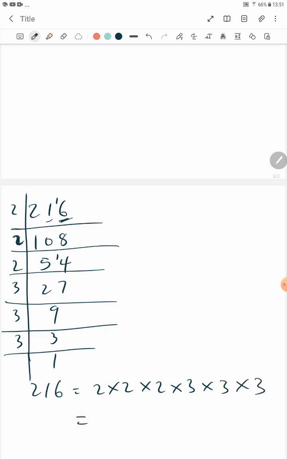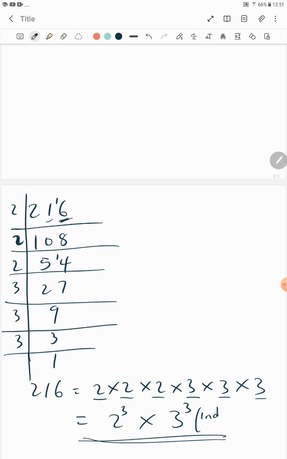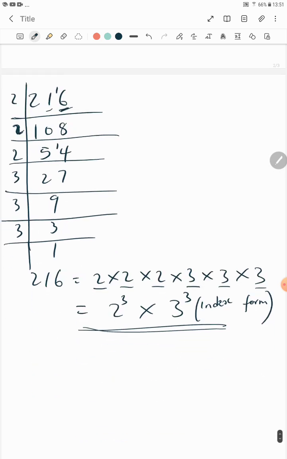So in index form now, how many 2s do I have here? 1, 2, 3. So I'm going to write 2 raised to the power of 3, times, how many 3s do I have here? 1, 2, 3. I have 3. So in other words, I can write this simply as 2 raised to the power of 3 times 3 raised to the power of 3. This is written in index form, yet it is still written as a product of its prime factors, but left in index form so that we can be economical with space. That is the advantage of writing in index form.